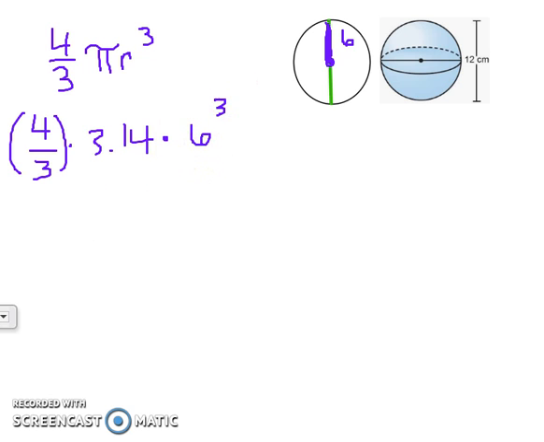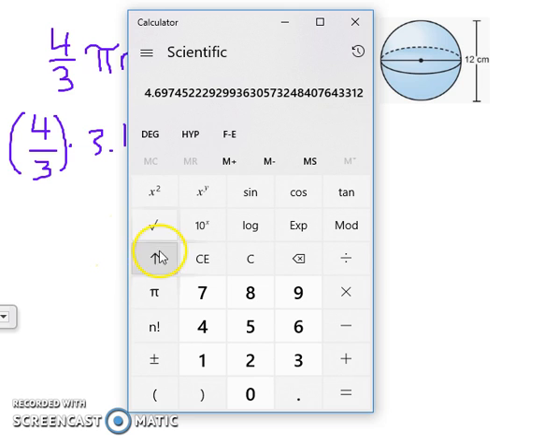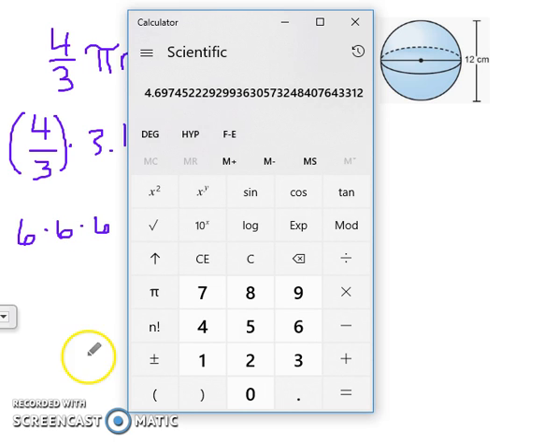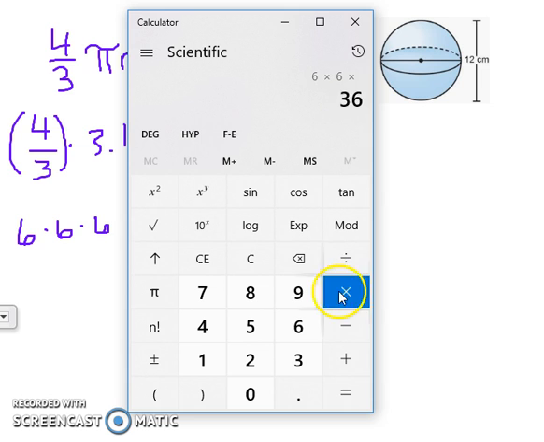I'm just going to use my calculator. And this button right here will let me do it to any power. So I'm going to show you two ways to do to the third power. I know that 6 to the third power means 6 times 6 times 6. So that's the first way I can do it. 6 times 6 times 6 equals 216.